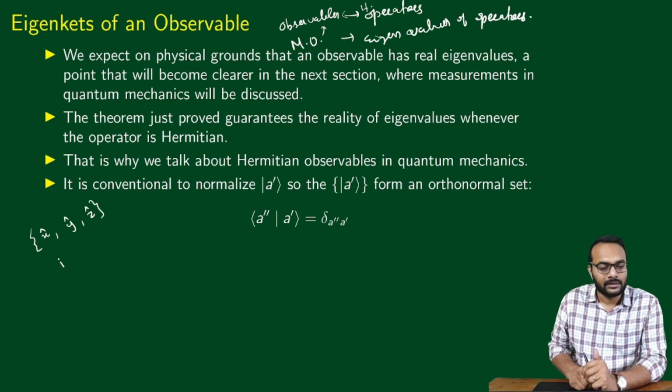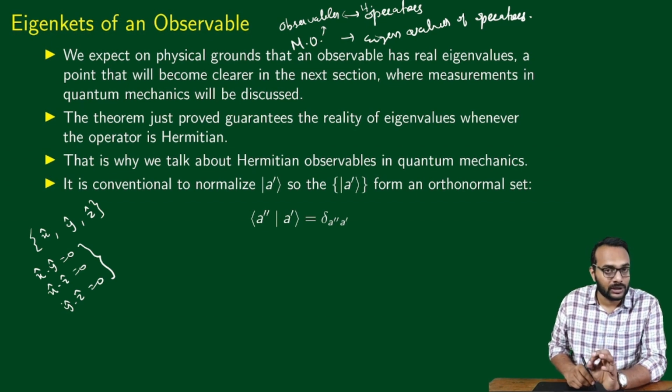Or, as we more commonly write, i hat, j hat, k hat. These are the unit vectors along the three Cartesian coordinate axes. This is actually an orthonormal set because x dot y is equal to 0, x dot z is equal to 0, and y dot z is equal to 0. This means that they are all mutually orthogonal. So this is an orthonormal set because they are mutually orthogonal.